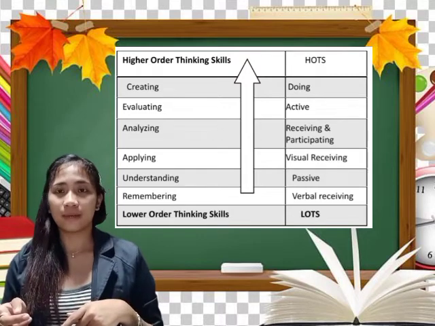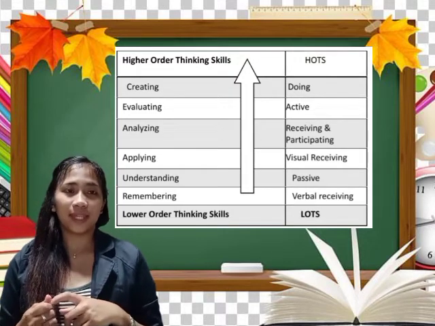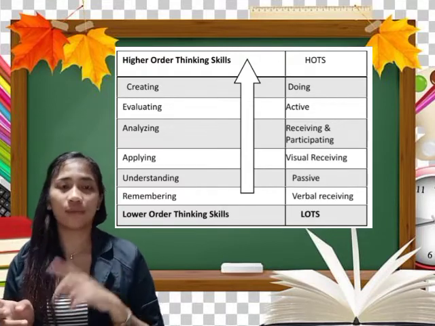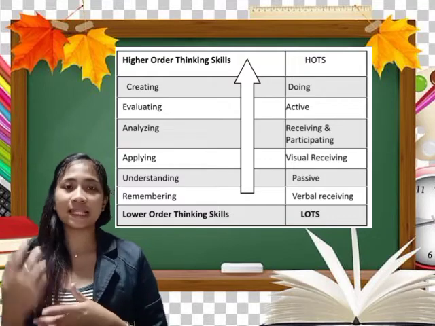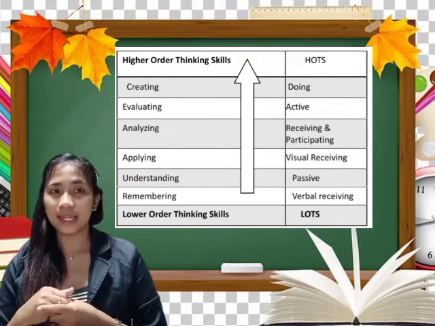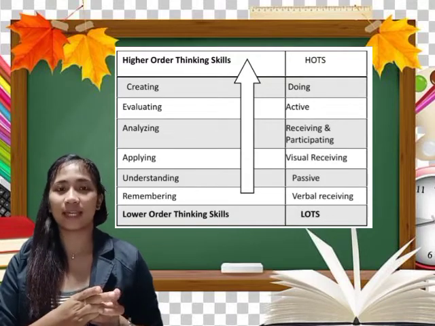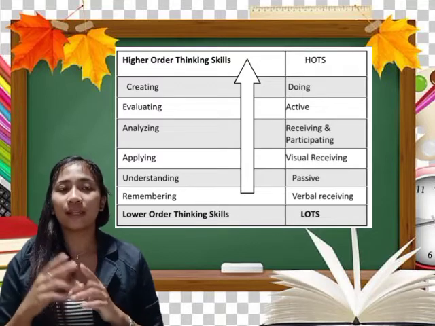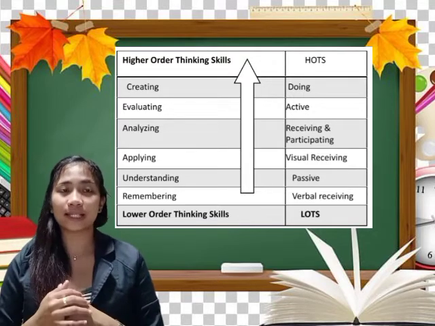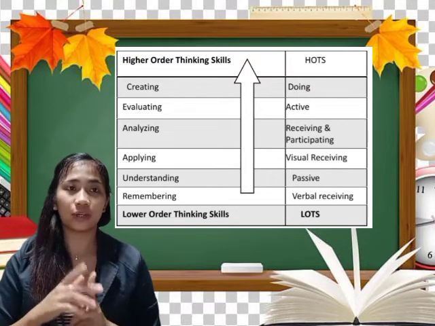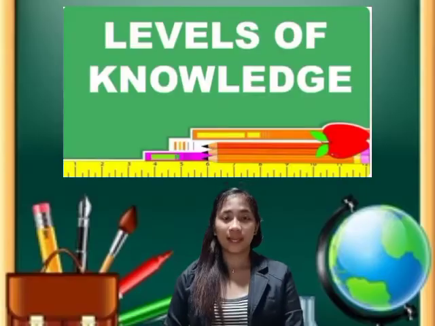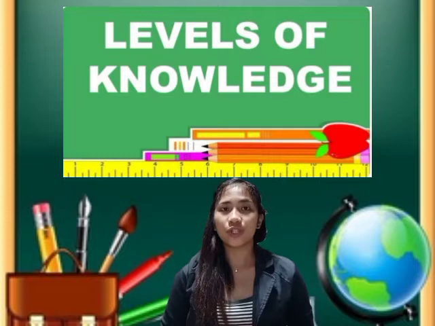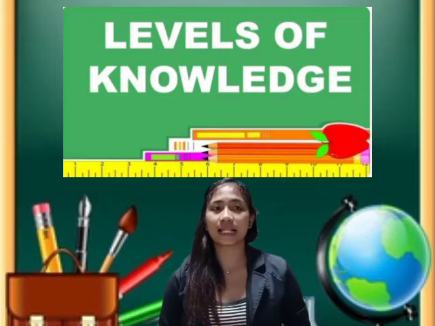While passive indicates understanding, visual receiving is equivalent to applying in HOTS, while receiving and participating in LOTS is equivalent to analyzing, and active is equivalent to evaluating, while doing in lower order thinking skills means creating in higher order thinking skills. Another revision is the expansion of the concept of knowledge, which was not given emphasis nor discussed thoroughly before.